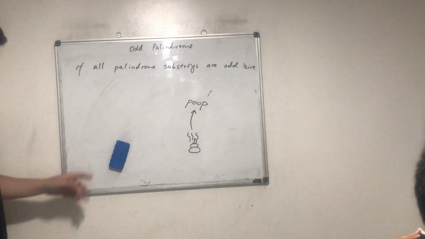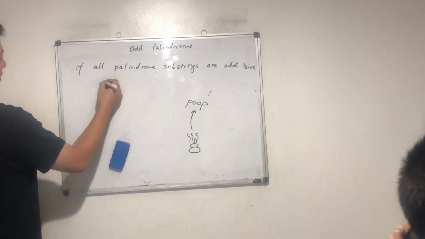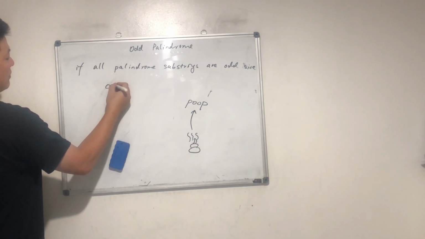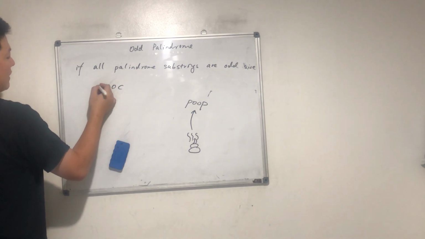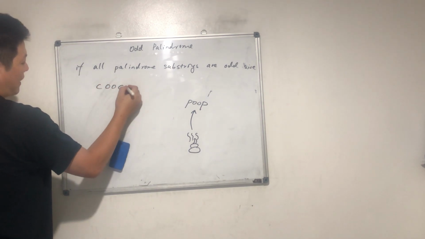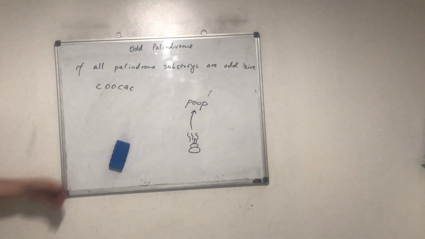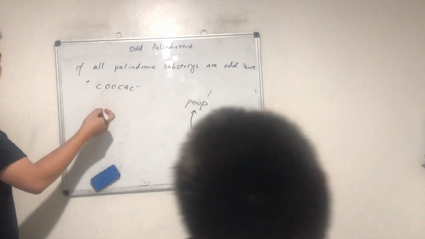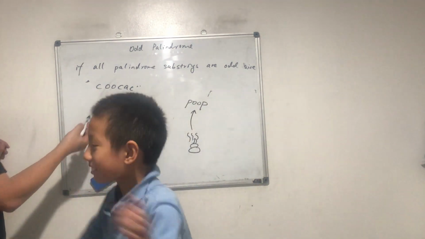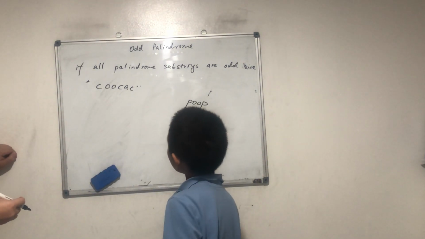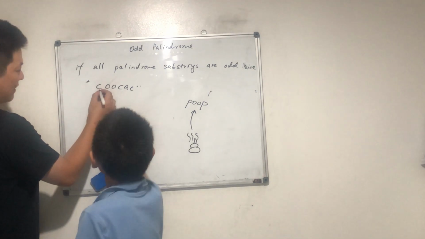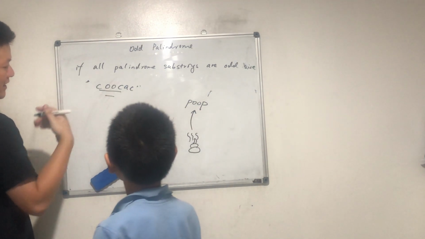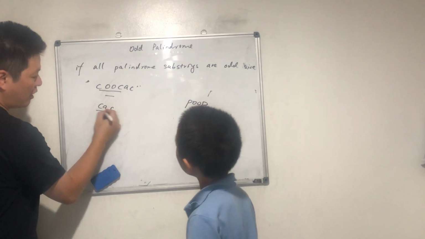Okay. For example, OOCCAC. For this one, can you find any palindrome that is even size? Kook. Yeah. CAC, and O, yeah, that's it. And CAC is odd size.